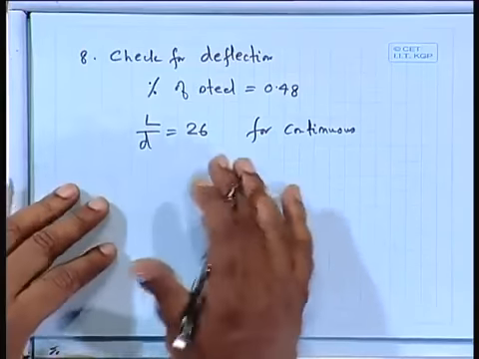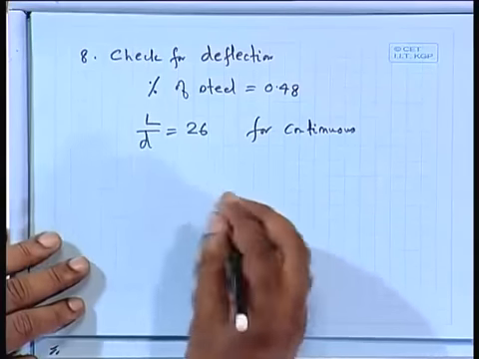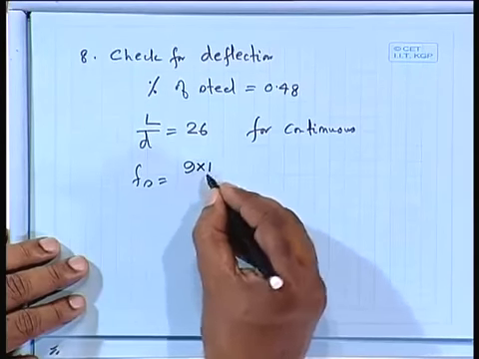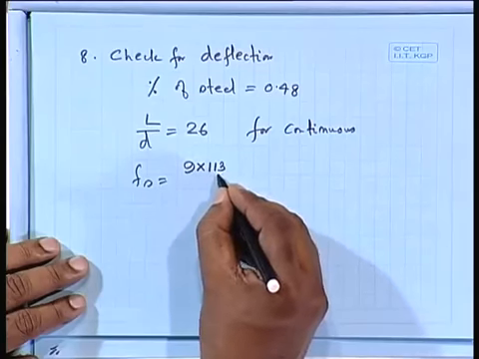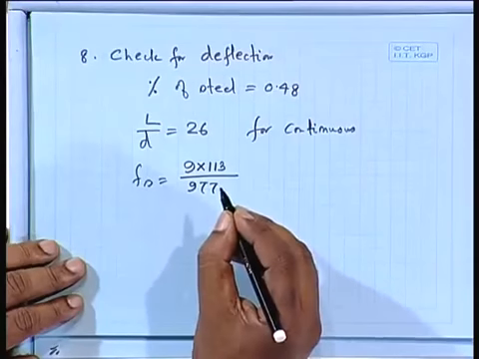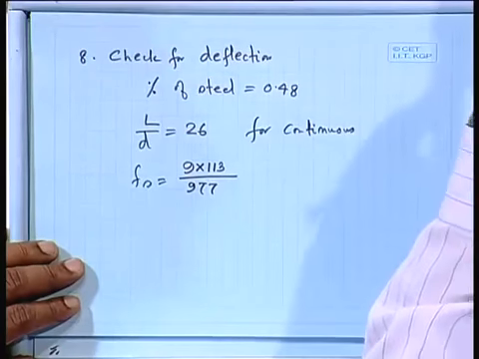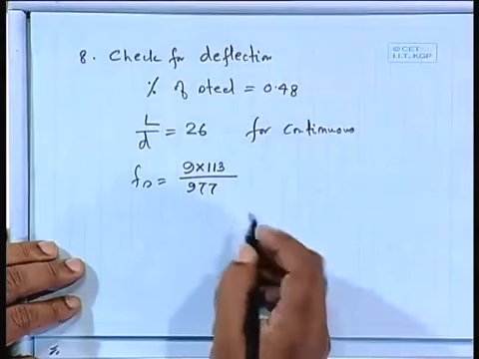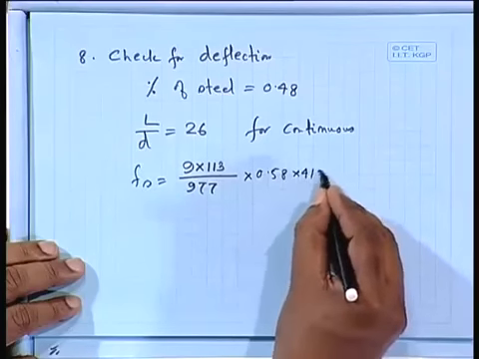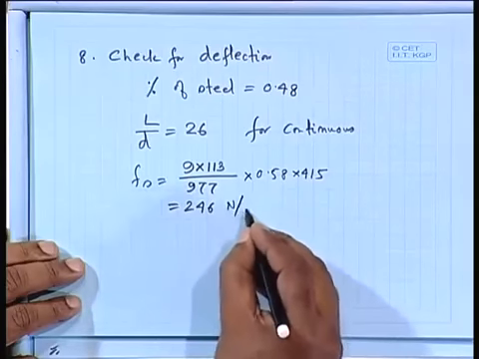Now what about the modification factor? There are so many others, but I shall take it from figure 4. So for FS, how many bars have we used? 9 bars of 12 millimeter diameter, each of them 113 square millimeter. We have to provide 977, that we have computed. So 9 into 113 times 0.58 times fy, times 415, so that is your FS, which comes as 246 Newton per square millimeter.